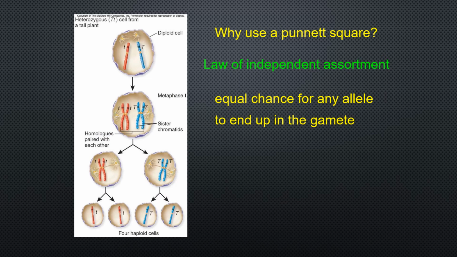So why do we use a Punnett square at all? The answer to that question is because of our law of independent assortment. Remember, that means that there's equal chance for any allele to wind up in any of the gametes. So when we do our Punnett square, we put all the possibilities for the eggs and all the possibilities for the sperm. And in our monohybrid cross, that's pretty easy because you usually just have 2 choices for the eggs and 2 choices for the sperm. But the law of independent assortment is why we use the Punnett square.